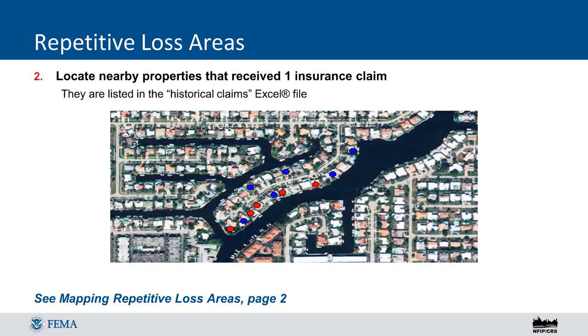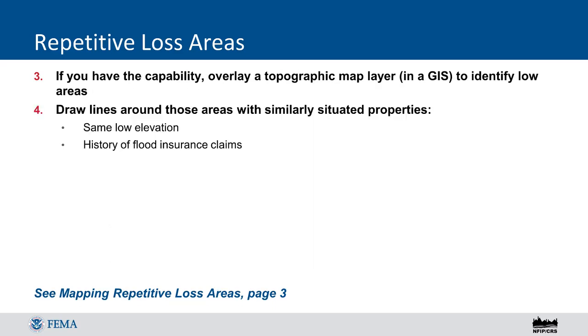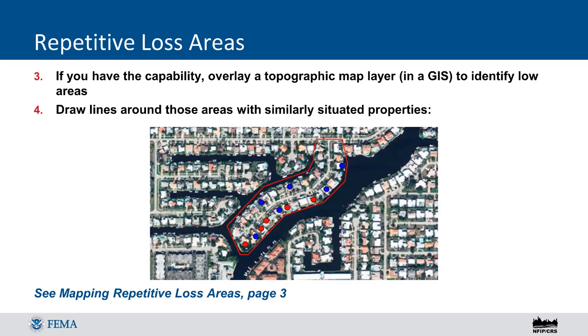You would take this information and then add to the RL properties to get a better idea of where all the losses are occurring. If you have the capability, then I would encourage you to overlay a topo map in GIS to identify low areas or areas where the topo is significantly changing. Then draw a line around those areas with properties having either the same elevation or a history of flood claims. In this case, you can see we have isolated just one finger that is experiencing repetitive loss problems.